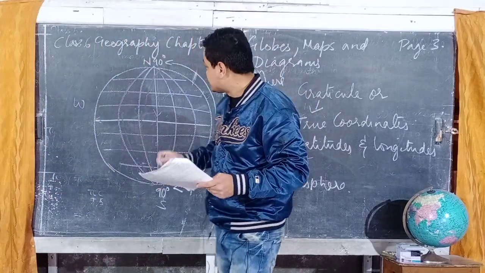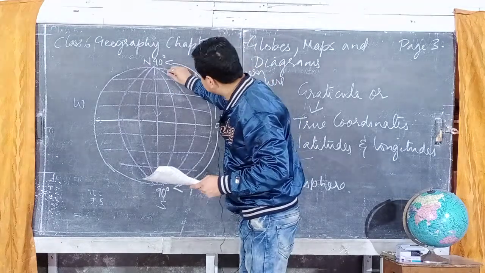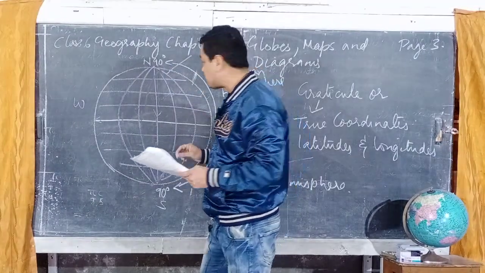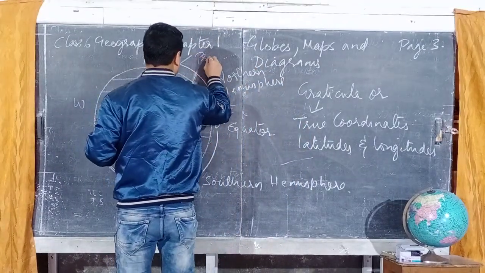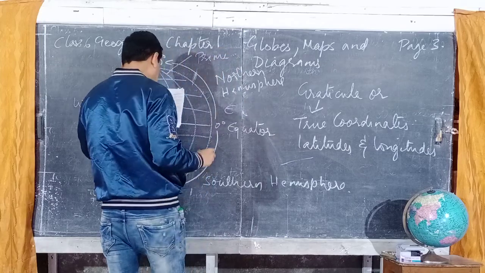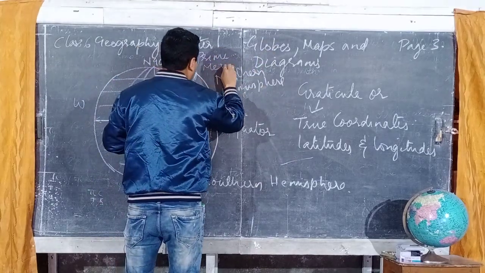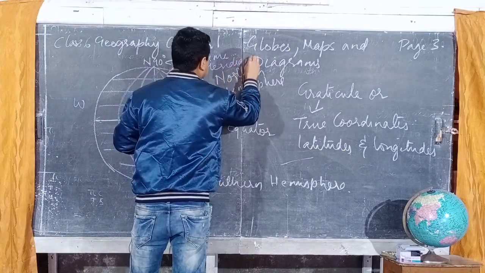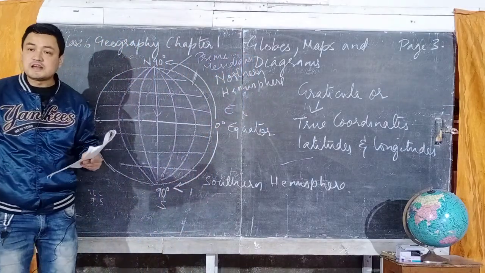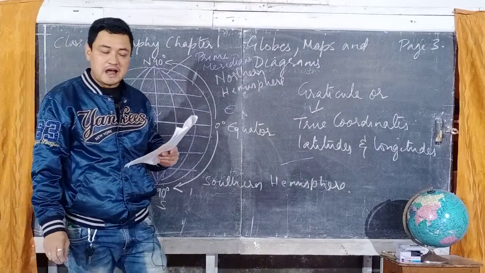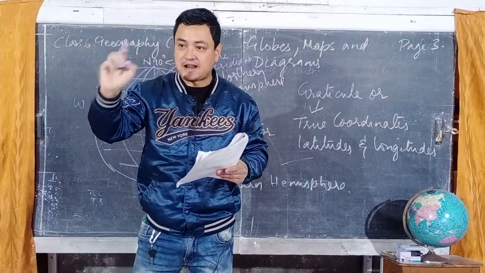These longitude lines are also known as prime meridians. I'm writing on the blackboard: M-E-R-I-D-I-A-N-S, meridians. So longitudes are known as prime meridians. Remember that. But latitudes are known as parallels.